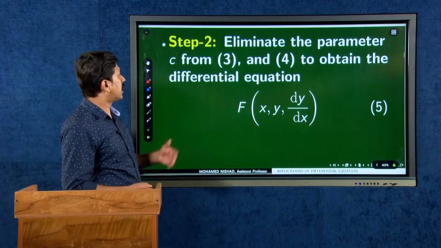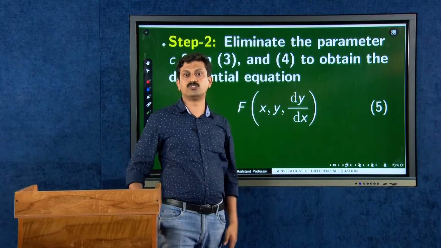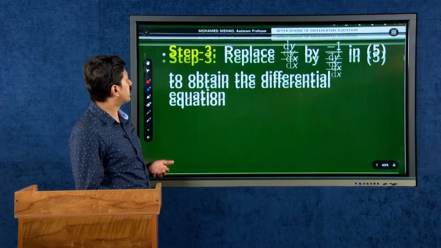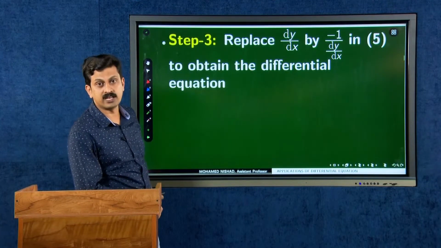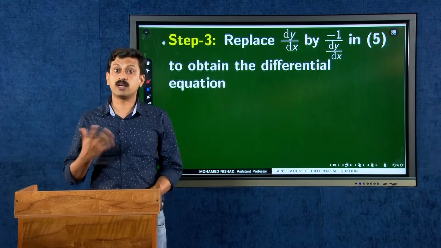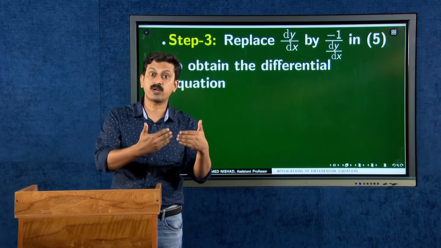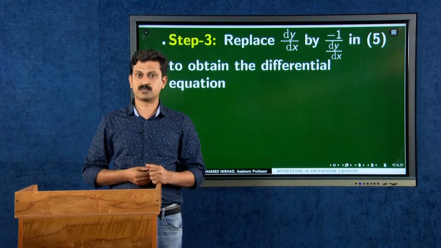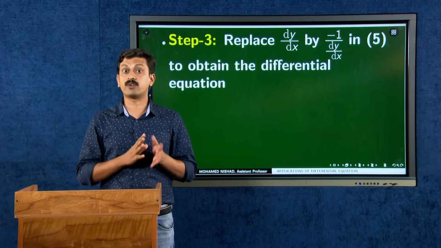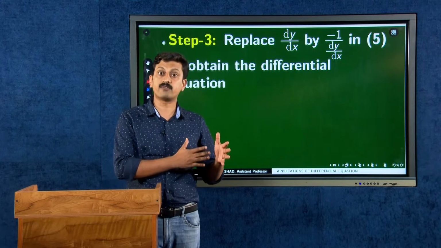Next, we will get f of x, y, dy by dx equal to 0. So we will get another family, and we can replace. As we discussed, our aim is to find the orthogonal trajectory of a given family of curves f of x, y, c equal to 0. See, my dear students, our aim is to find the orthogonal trajectory of a given family of curves.